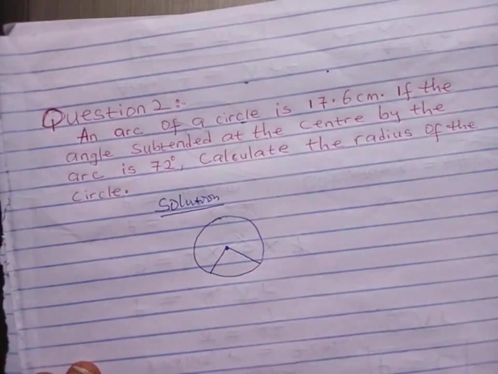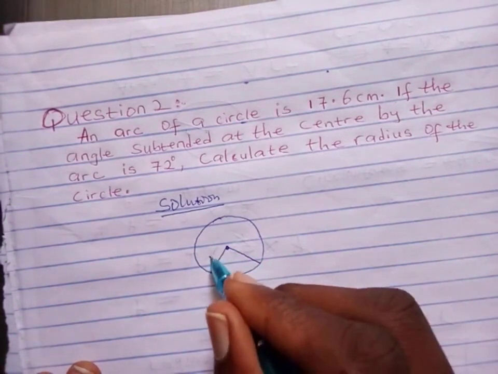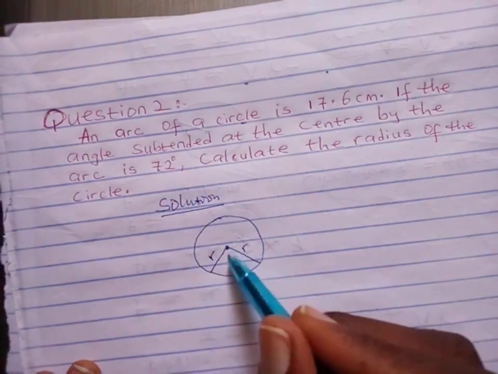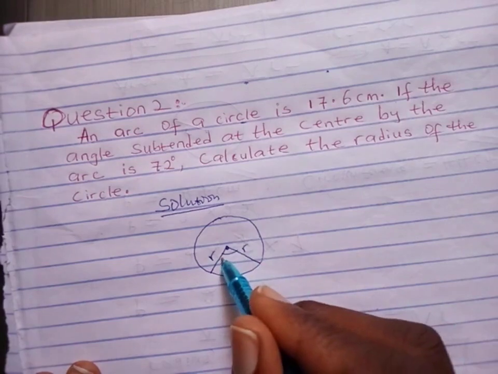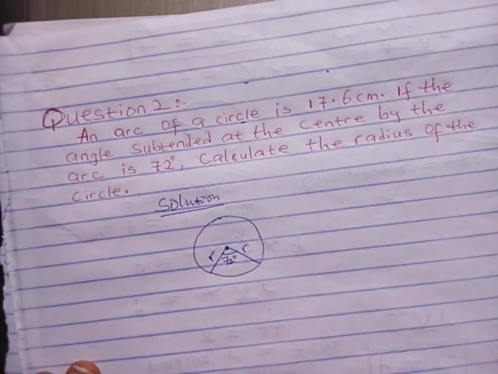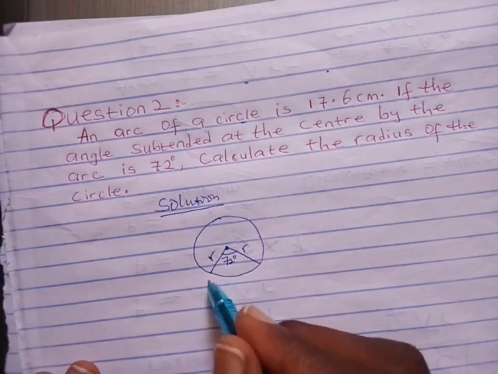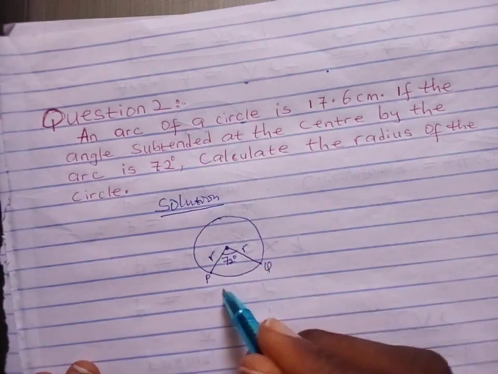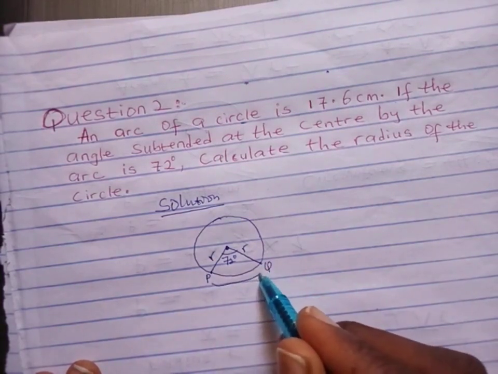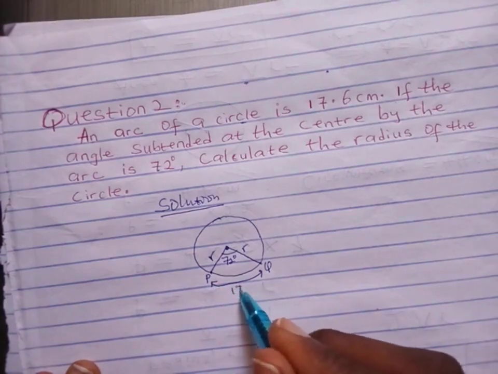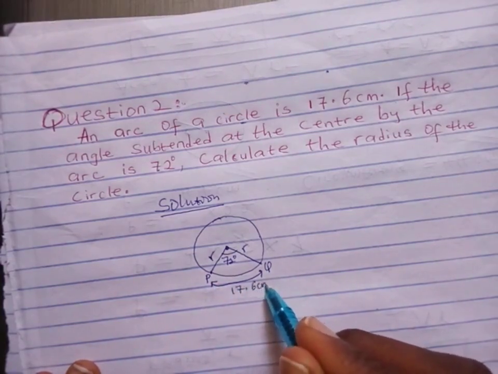And we are not given the radius of this very circle. We are asked to find the radius. Let's mark this very radius R. But we are told that the angle at the center is 72 degrees. And let's call here P, like we did in the last one, and here Q. Now, we are given that the length of this very arc, PQ, is 17.6 centimeters.